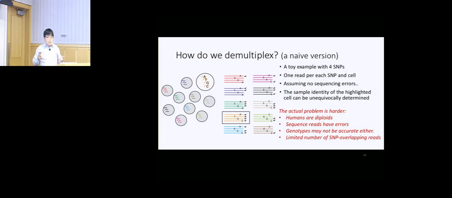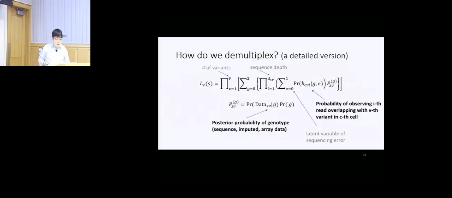But obviously, this is not realistic because, first, humans are diploid, and this one assumes haploid. This is a much easier problem. Second, sequence reads actually have errors a lot of the time, and the genotypes may not be accurate either. And you might have a very limited number of reads that overlap with SNPs because the SNP density is about one out of 1,000, or one out of a few hundred at least.